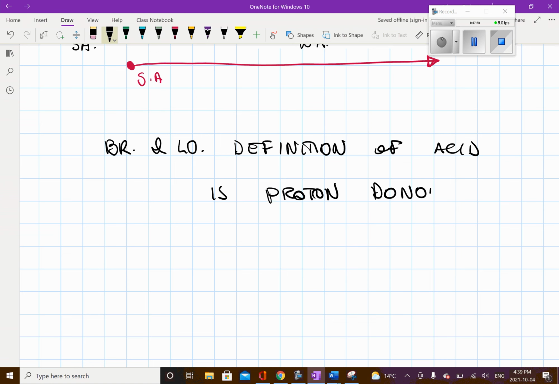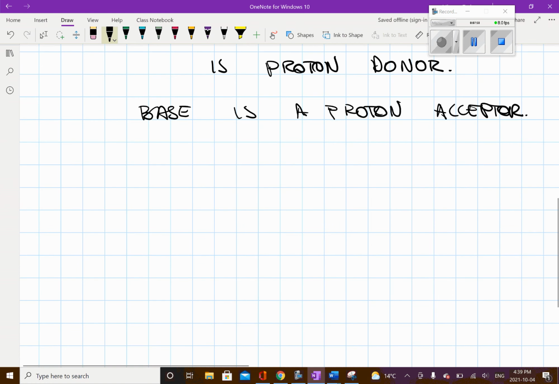So if a compound is able to donate a proton, it's considered to be an acid. And if it is a proton acceptor, then it is considered to be a base.